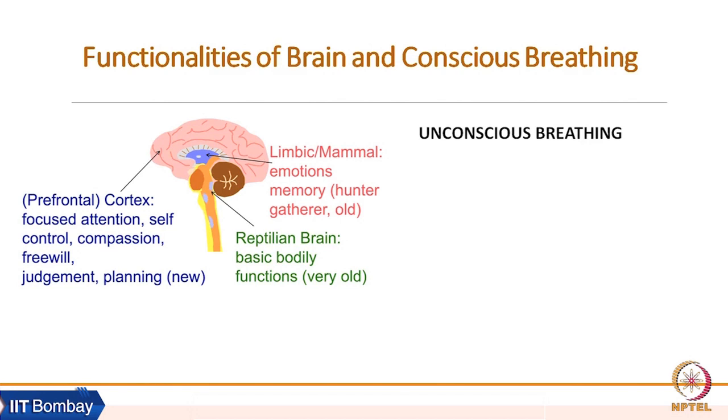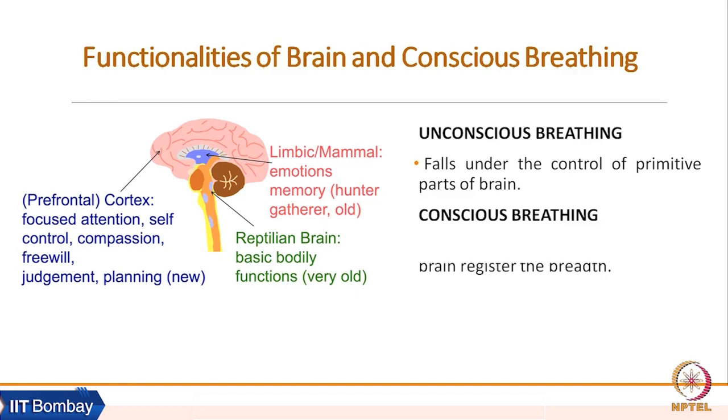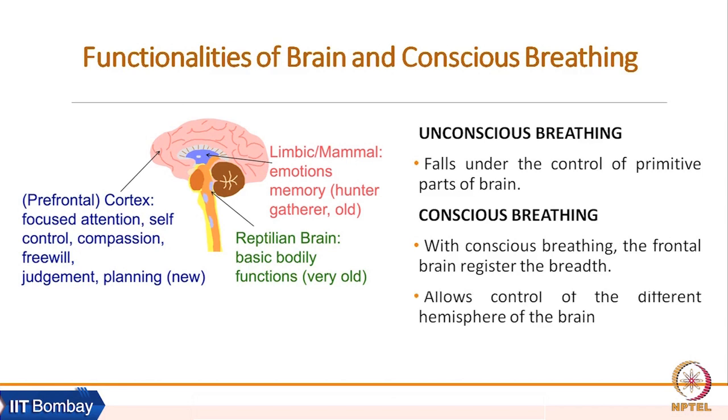If we distinguish conscious breathing from unconscious breathing, we find that unconscious breathing falls under the control of primitive parts of the brain. When we are unconsciously breathing, only the primitive part of the brain shows more activity. However, when we do conscious breathing, the frontal brain starts registering that activity and becomes active. So naturally, when the frontal brain is active, we have more control over other activities. We can be more conscious in making judgments, planning, being compassionate about others.